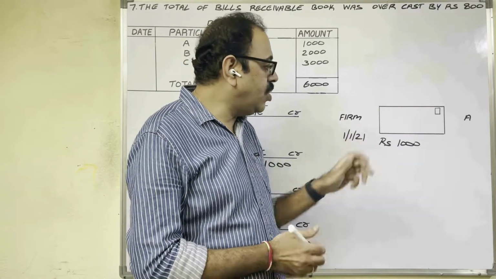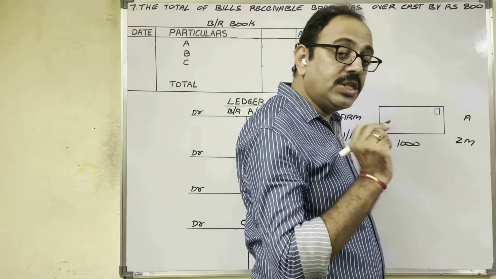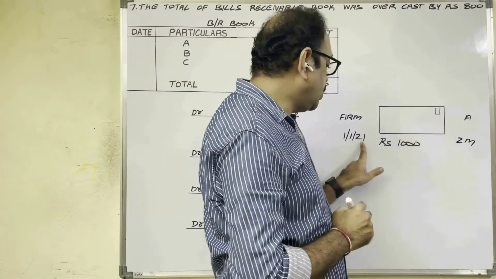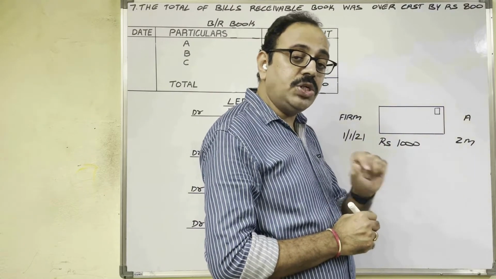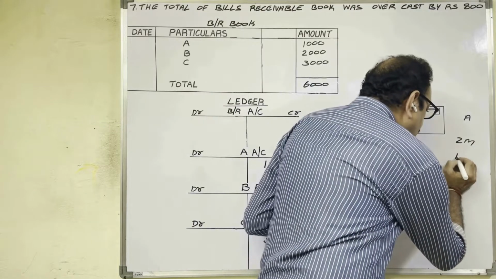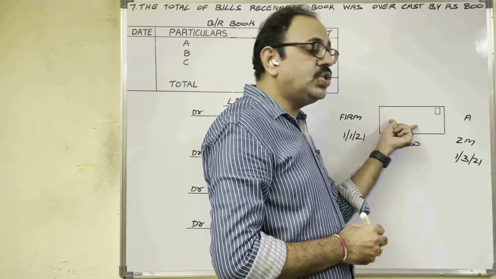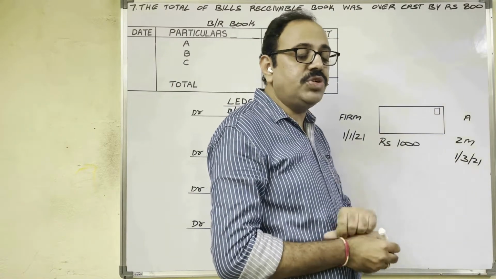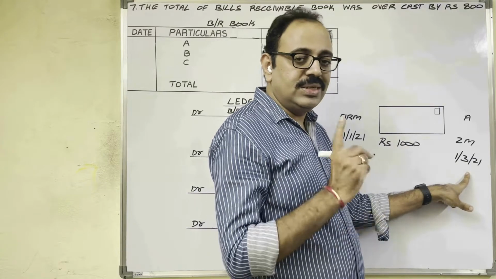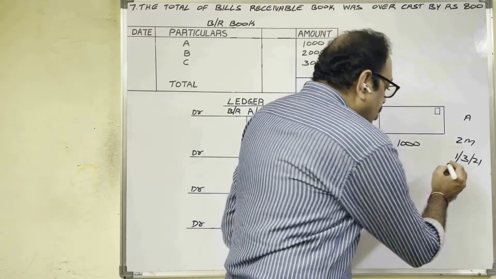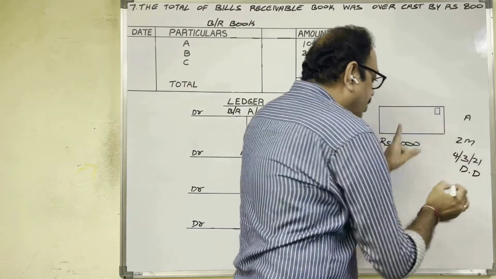Suppose the firm is allowing a 2 months credit period to A. Then when is A supposed to pay the money? From 1st January to 1st February is 1 month, 1st February to 1st March is 2 months. 1st March 21. As this is a bill of exchange, we should add 3 grace days to this date. Don't count the first date, count from 2nd onwards: 2nd, 3rd, 4th. 4th March 21 is known as the due date of this bill.